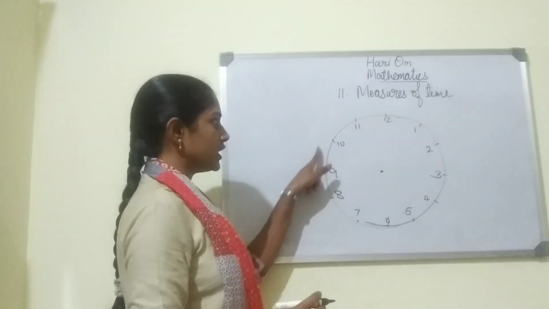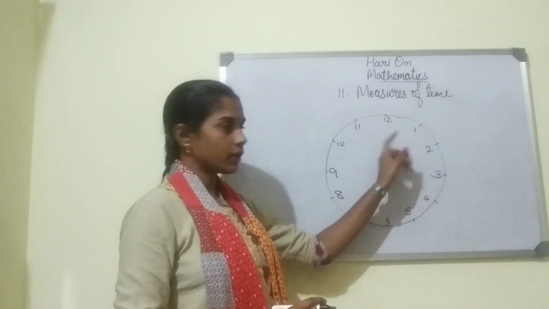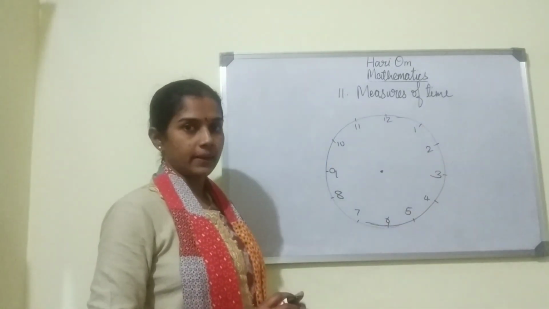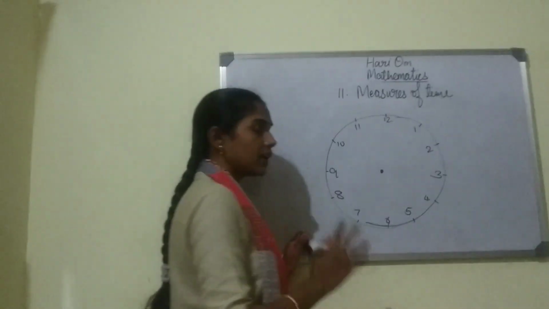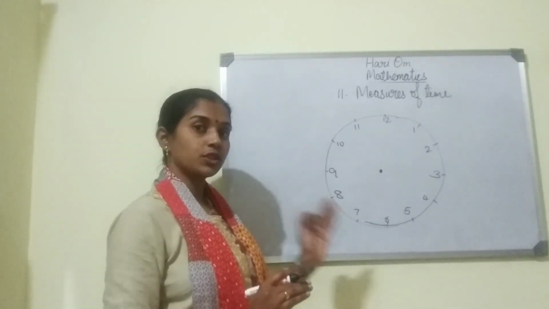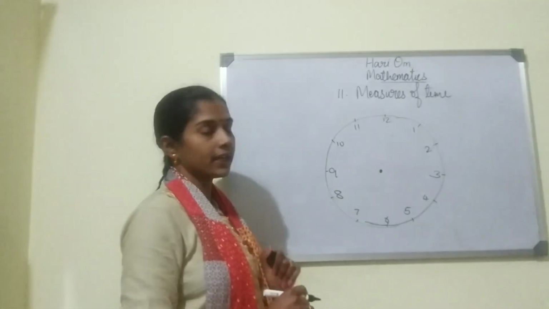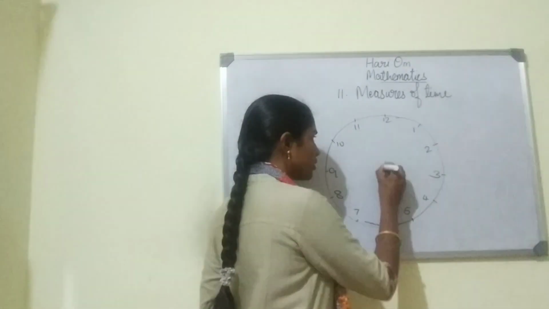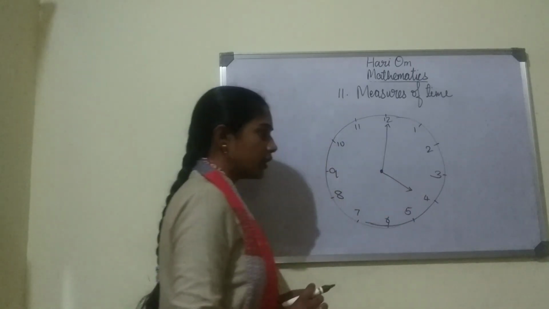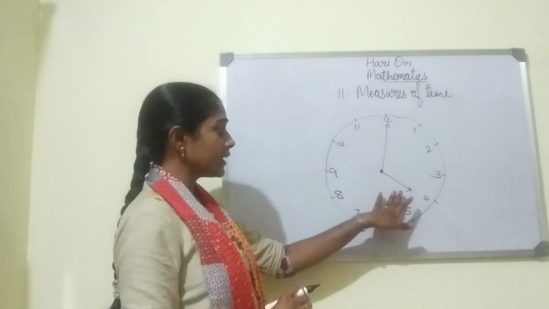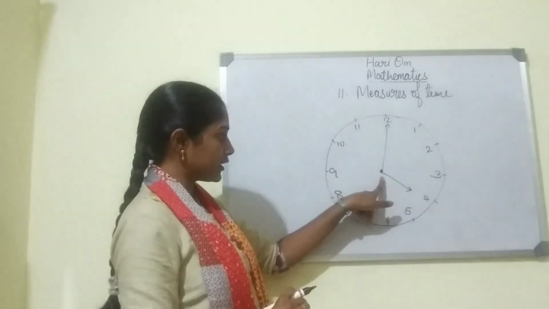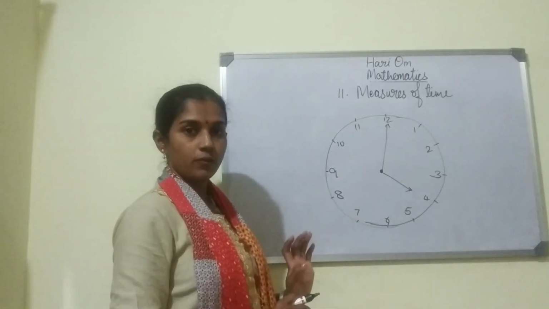The distance between each number should be the same. Each number between 12 and 1 and 2, the distance should be the same. And we learned there are two hands in a clock. One is the short hand and the other is the long hand. Short hand tells us the hour and long hand tells us the minute. If the long hand is at 12 and the short hand is at 4, what is the time? It is 4 o'clock. Whenever the long hand is at 12, it is o'clock, and the short hand at 4 means it is 4 o'clock.